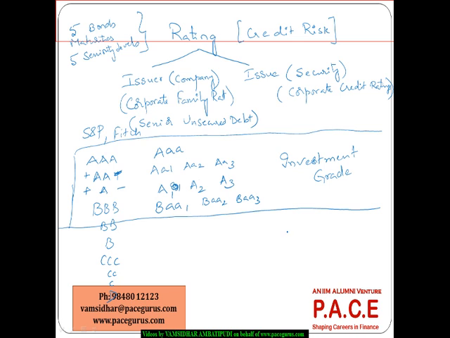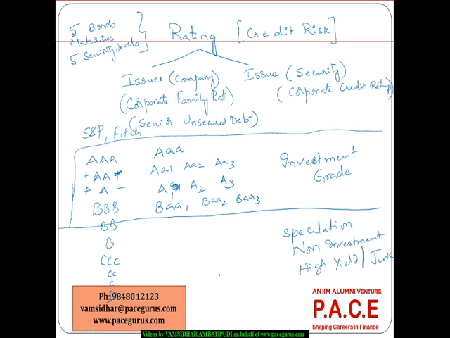Any rating from here onwards is called the speculation grade or non-investment grade, and in some cases they are even called high yield bonds or junk bonds. So there are different kinds of names associated with the bonds falling in each of them.